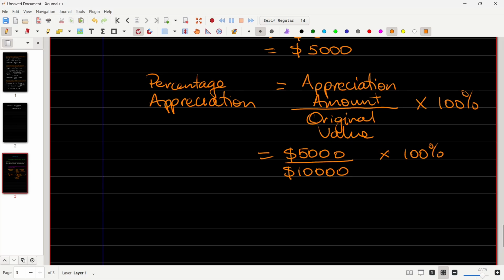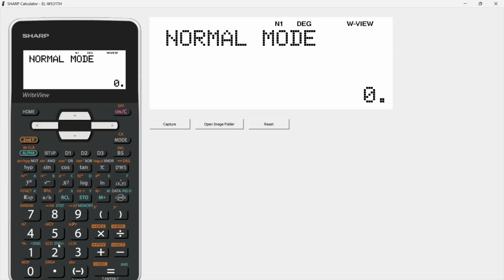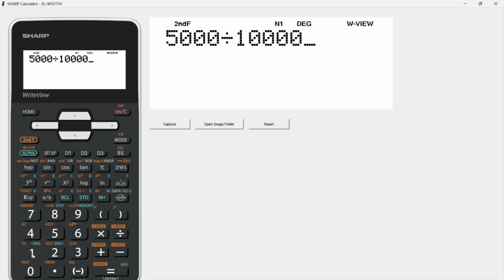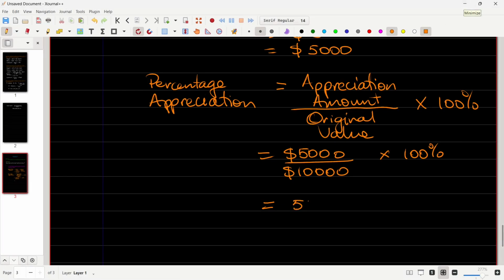100%. Now again, I can use my calculator. I can just simply take the 5,000 divided by the 10,000 and write percentage symbol, and I'll get an answer. For this, you would see that it's appreciated by 50%. Let's see if we get that. So we have 5,000 divided by 10,000, and then we look at the percent symbol and we get 50%.